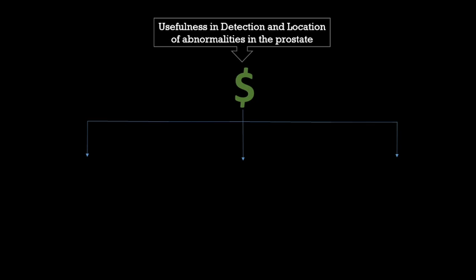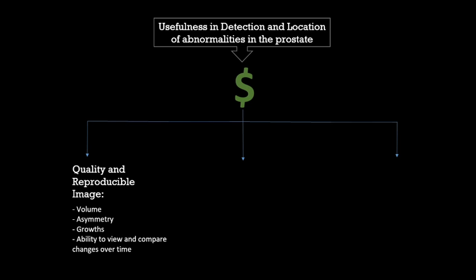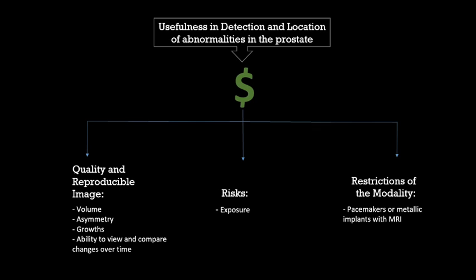There are several imaging modalities that can be used to detect and locate prostate abnormalities. To weigh up the pros and cons of each modality and its usefulness, several factors are taken into consideration. Quality and reproducible images, which is the ability to detect volume, asymmetry, and growths within the prostate, and ability to view and compare changes over time. Restrictions of each modality, such as the inability to use MRI on patients with pacemakers or metal implants. Risks associated with each modality, for example, increased exposure to ionizing radiation over time.